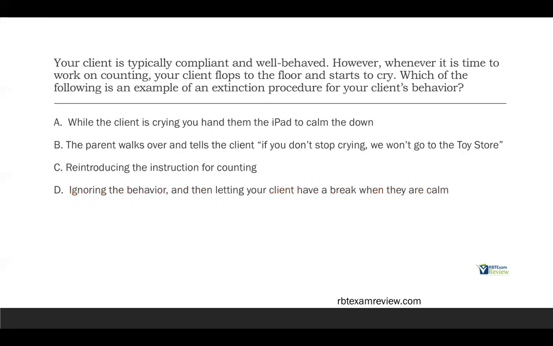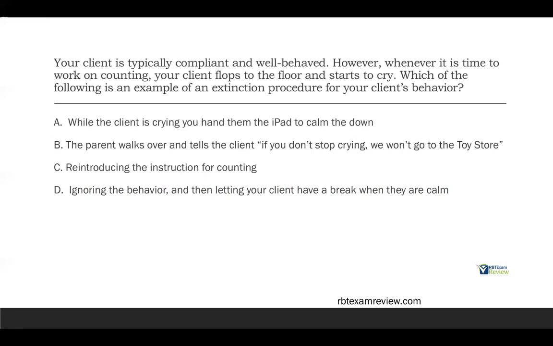Your client is typically compliant and well behaved. However, when it is time to work on counting, your client flops to the floor and starts to cry. Which of the following is an example of an extinction procedure for your client's behavior? Okay, another extinction question, right? What is the behavior? Right, flopping to the floor and starting to cry. Okay, why are they doing this?